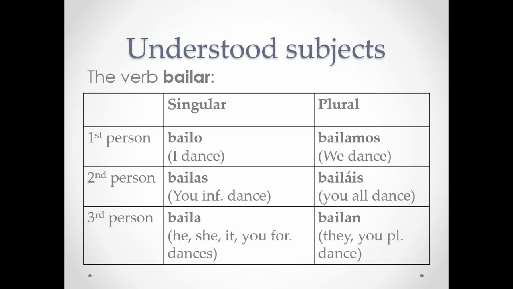So on that conjugated verb bailar, to dance, if I just say the word bailo, it does mean I dance, even without the word yo in front of it. Bailas means informal you dance. Baila could mean he dances, she dances, you dance, or it dances. Bailamos means we dance. Bailáis means you all dance. And bailan means they dance, or plural you dance.